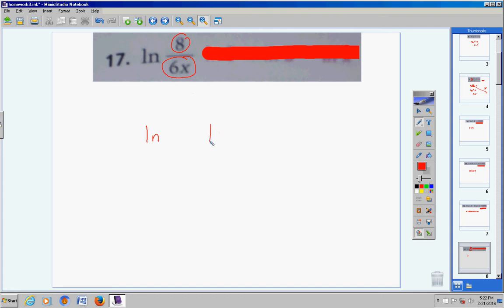So write a natural logarithm twice. The 8 will go right here. And the 6x will go right here. And then, of course, because your argument is dividing, we put a subtraction sign here. Got it? Now, this 8, there's no exponents, there's no multiplying, there's no dividing. We're done with this, but we can expand this over here.